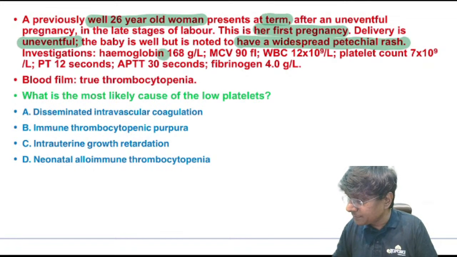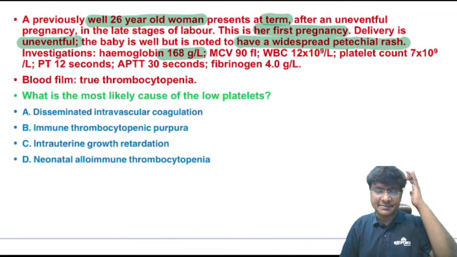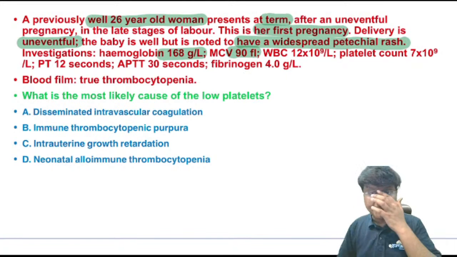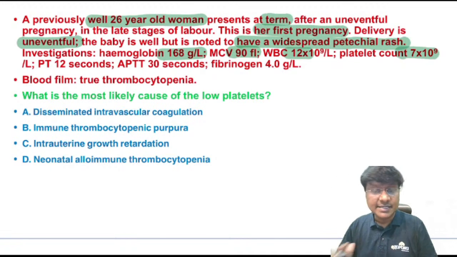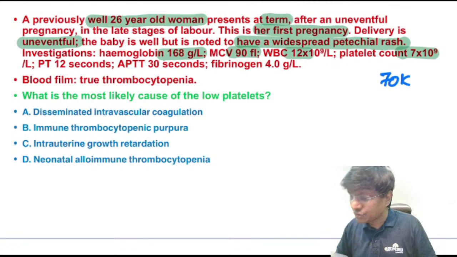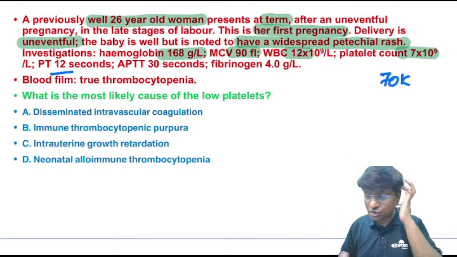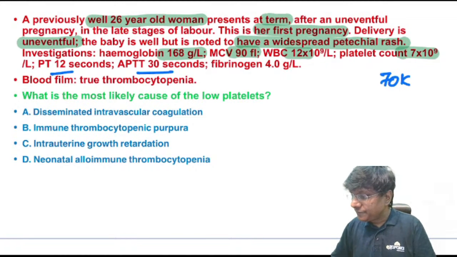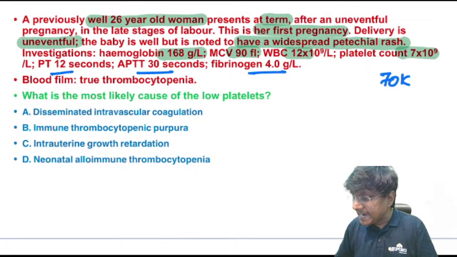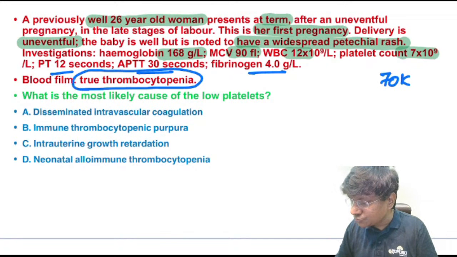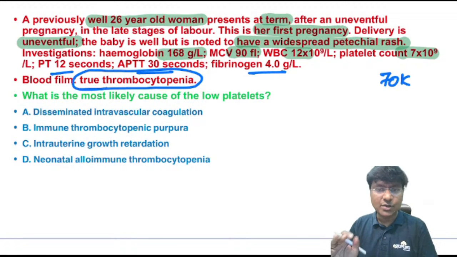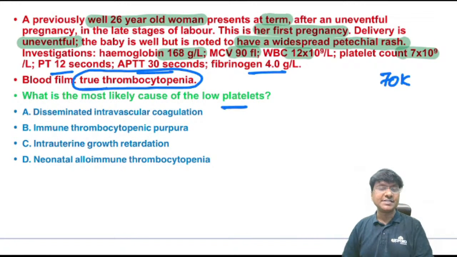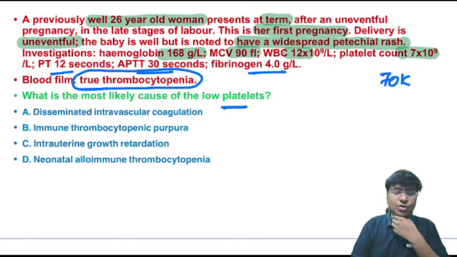Investigations showed the hemoglobin 16.8 milligrams per deciliter, MCV 90 femtoliters, WBC count 12,000 per cubic millimeter, platelet count is only 70,000 per cubic millimeter, prothrombin time 12, which is normal, APTT 30, which is normal, fibrinogen levels 4, which is normal, and the blood film shows true thrombocytopenia. What is the most likely cause of the low platelets? The options are disseminated intravascular coagulation, immune thrombocytopenic purpura, intrauterine growth retardation, neonatal alloimmune thrombocytopenia.